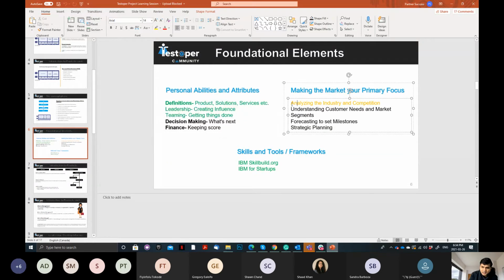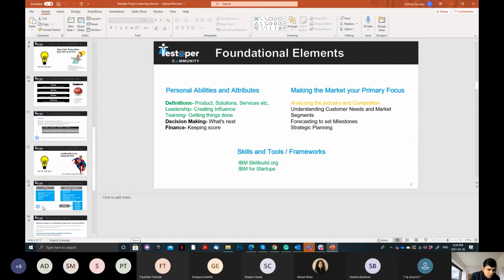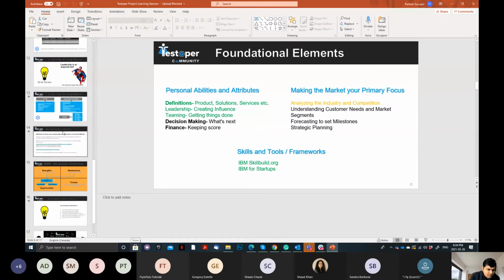And what we felt in the flow was it's important because you guys are starting to have an idea. Before you did not have an idea. Now you're starting to have an idea. So that means there are a few additional things that you need to do, making the market your primary focus. We kind of started learning together last week about industry. And today we are going to learn about competition. Okay, so let's jump directly to that slide.